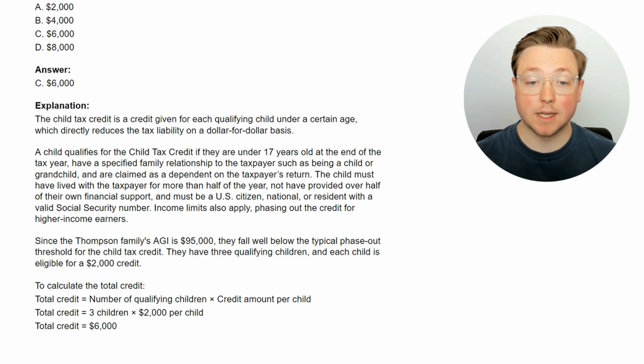Okay, and the answer is $6,000, so let's read about it. The child tax credit is a credit given for each qualifying child under a certain age, which directly reduces the tax liability on a dollar-for-dollar basis.